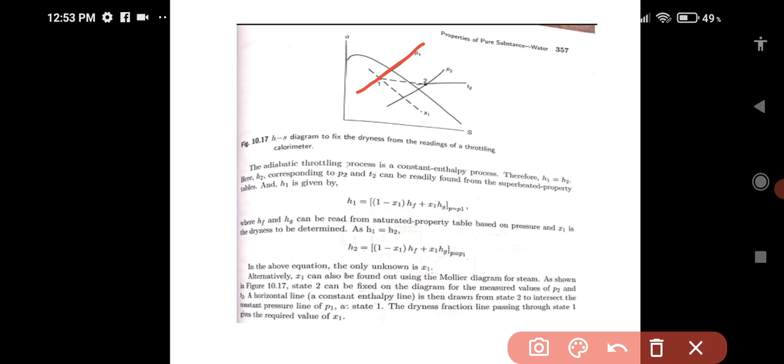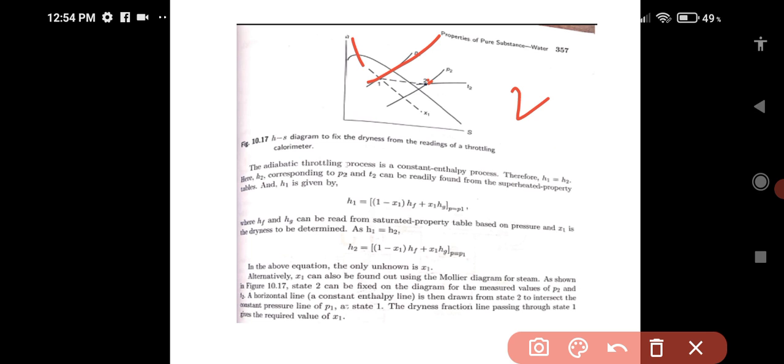Now how do I plot it? You see this. This is the constant pressure line P2, and this is the constant temperature line T2. Where this pressure P2 and temperature T2 intersect, this point is point 2. I know point 2. Point 1 is lying somewhere on this curve.